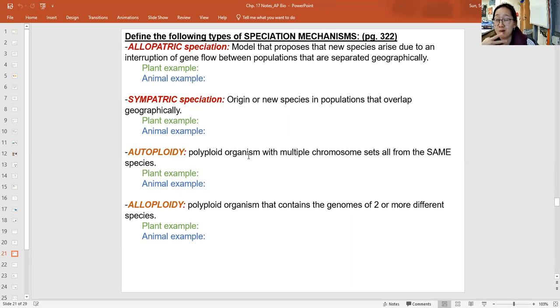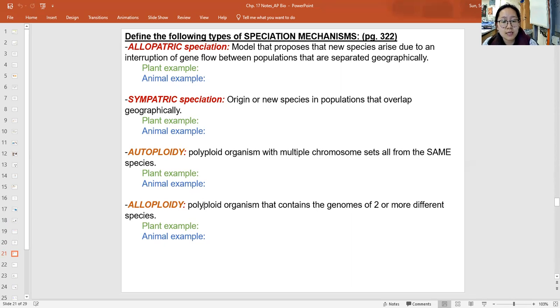Autoploidy, like I said before, is a polyploid organism. We said triploid before, but sometimes it can be 5s, 7s, 9s, it could be 8s even, it can be even numbers as well, as long as it doesn't match up with anybody else. It ends up being an awkward number where the plant is kind of stuck and not able to reproduce. So autoploidy would be a polyploid organism with multiple chromosome sets, all from the same species. And if there's too many sets, then it can't reproduce because it doesn't match with its own species anymore. So find me a plant and an animal example.